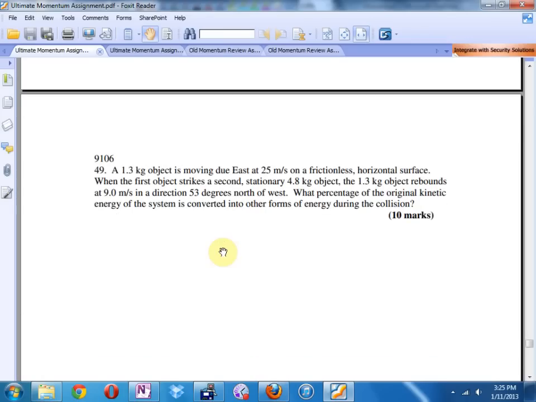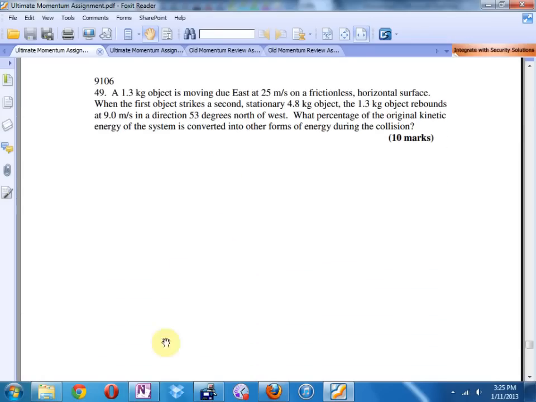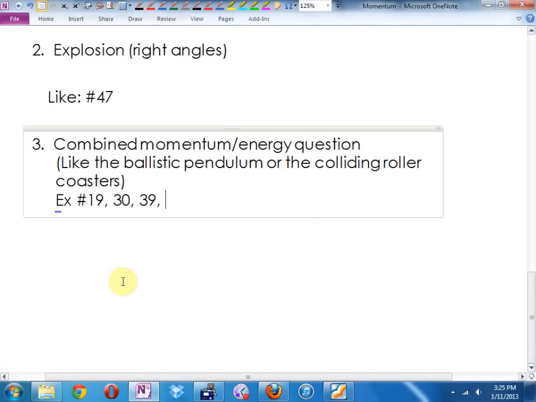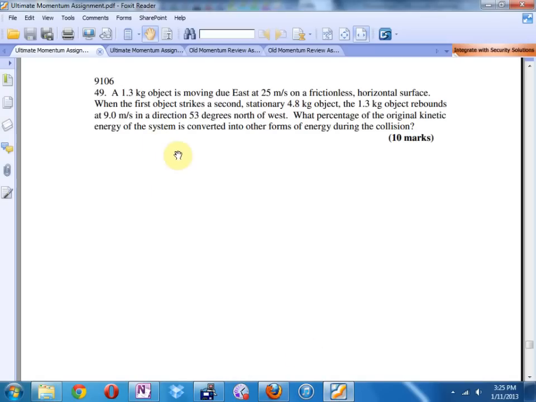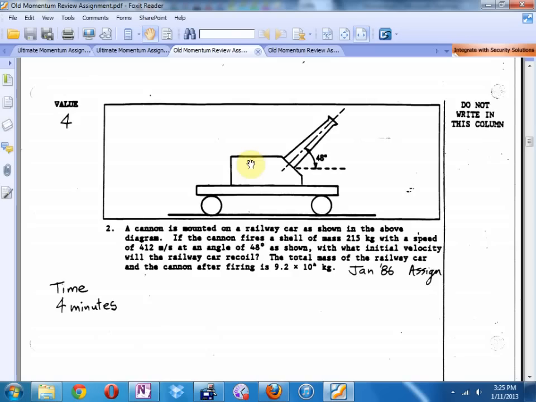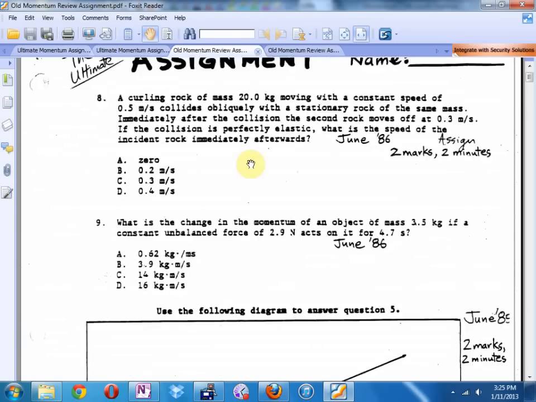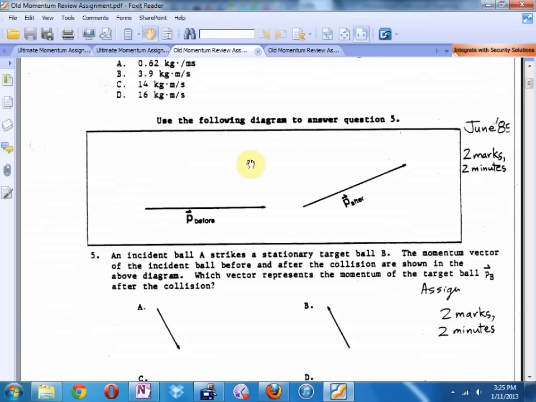No. Someone asked me a question. Can you do one of the examples of an explosion? I asked for number 30. Yeah, no. I won't do the ones from your review. I'll find one from the old review and walk through it with you, and that way you can practice the ones from your review. Would that be good? We're doing a combined one, and then someone asked for an explosion. I'll see if I can find one from here, too.